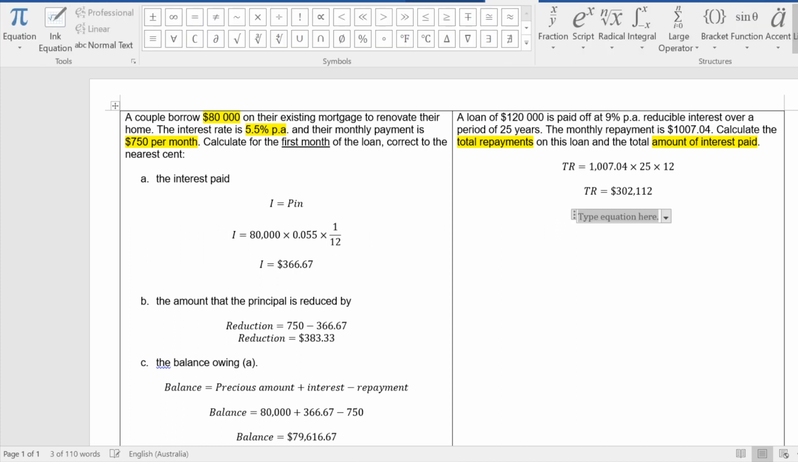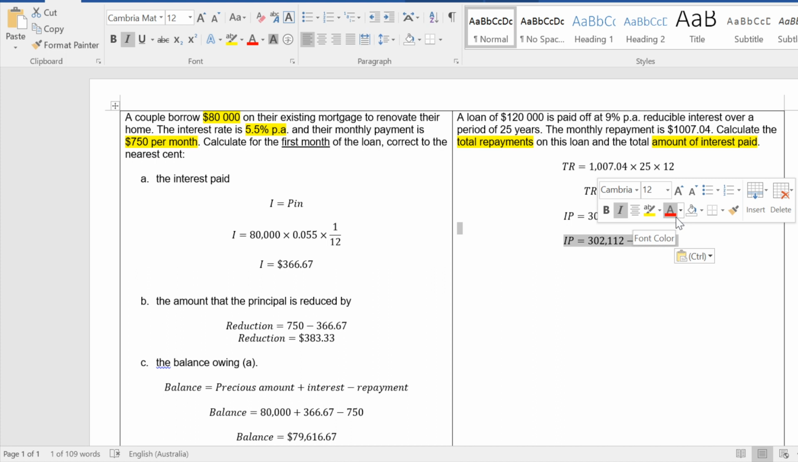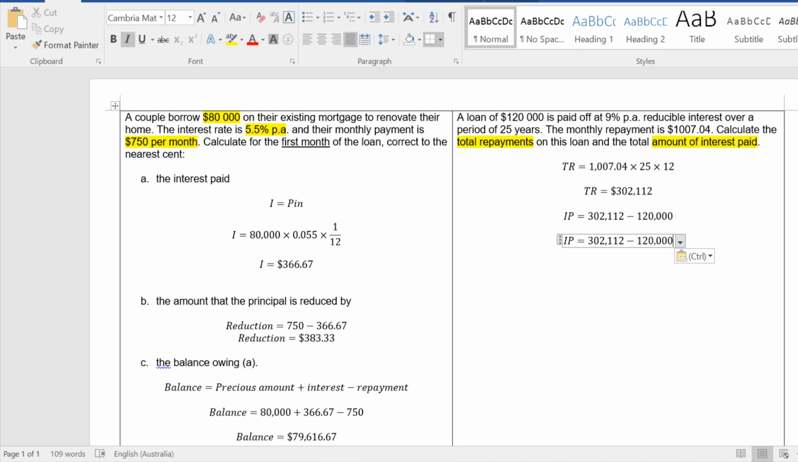Again, you don't need to go and work out any interest here. So I'll call it IP for interest paid. Wouldn't that just be equal to $302,112, taking away our original loan amount of $120,000? What that's going to leave us is the amount of interest we end up paying for this. And with that, $182,112. Don't forget our units. And there is your final answer for that one.